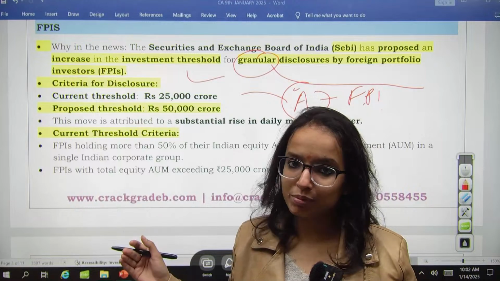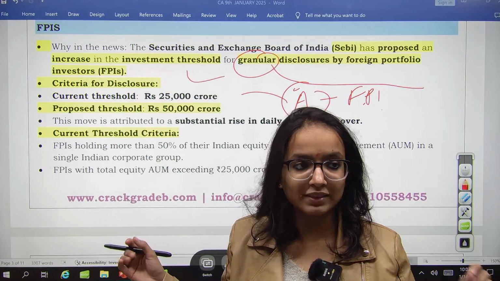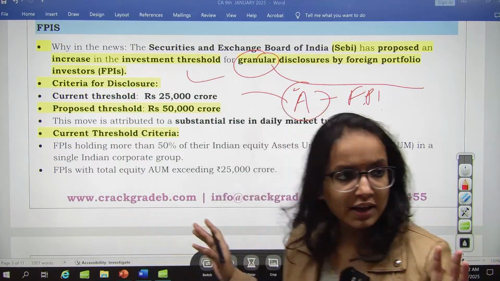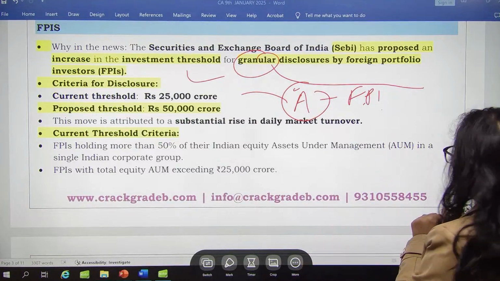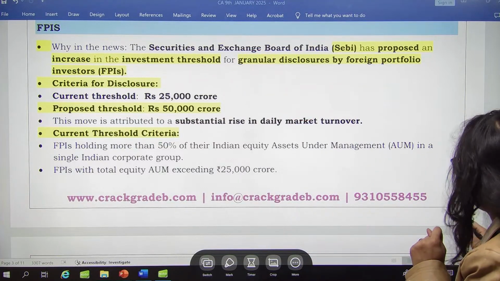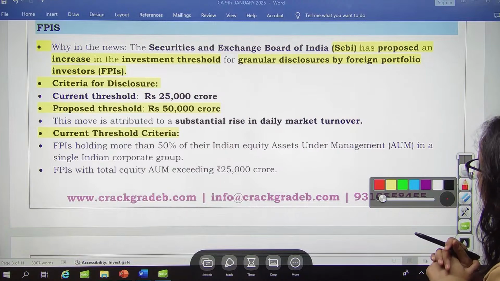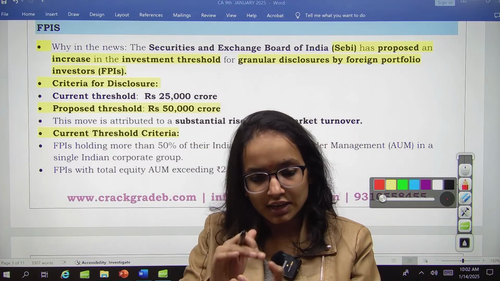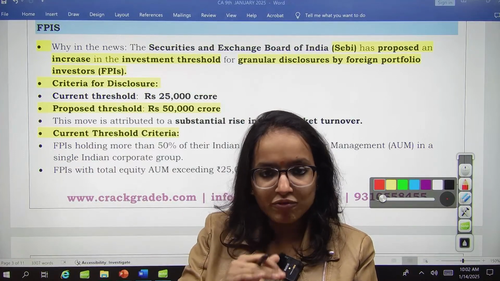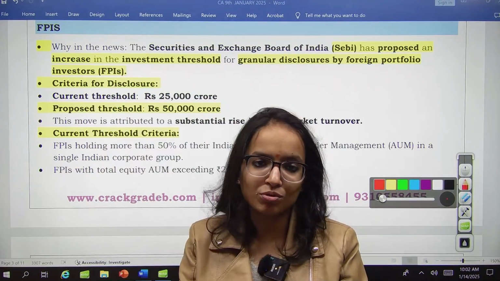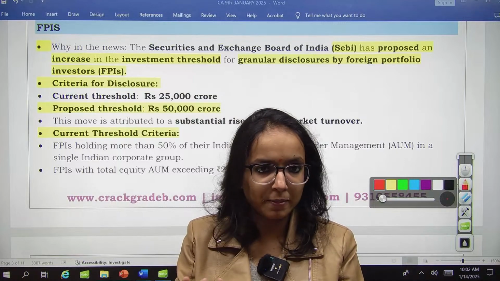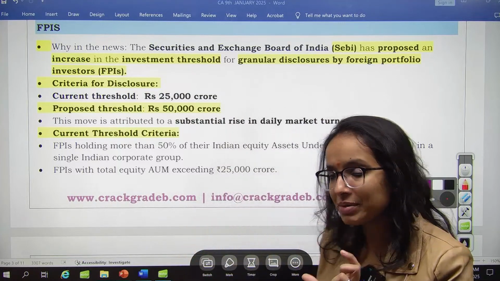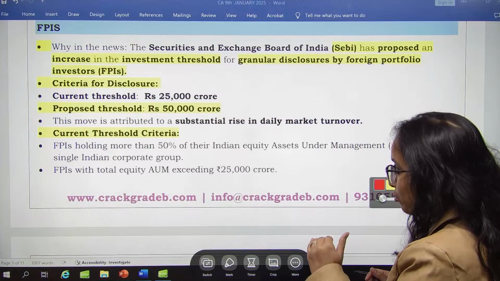So everything has to be disclosed in this granular disclosure. This is the thing. I hope it is clear. Now, SEBI says that such threshold, investment threshold for granular disclosure. Now, this is not something every FPI has to disclose. There is certain criteria that if you have met this criteria, then you have to disclose everything about the FPI. Okay, so this is the threshold which SEBI is proposing to increase.